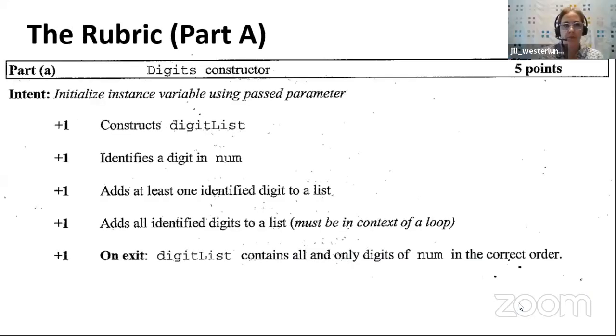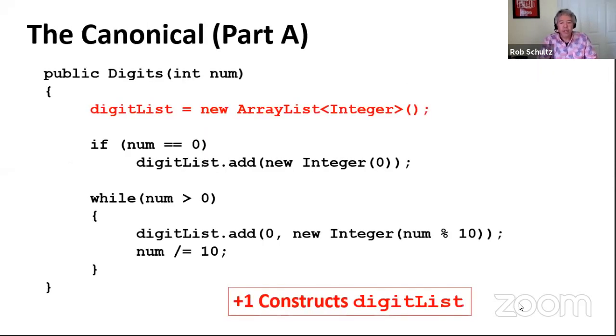Okay. All right, so we said part A was worth 5 points. We have to construct digit list. We have to identify a digit in num. To get a point, we just have to identify a digit. We get another point if we add at least one identified digit to a list. And then if we add all of the identified digits to a list in the context of a loop, that's our 4th point. And finally, on exit of our constructor, digit list contains all and only the digits of num in the correct order. Okay, so let's look at our solution and work through one at a time.